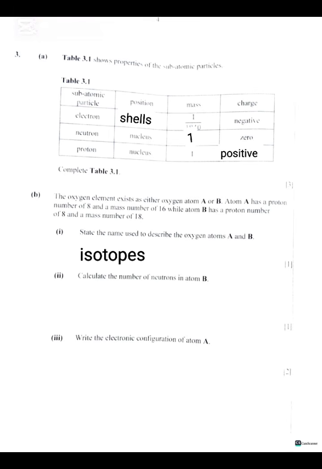And then part 2, calculate the number of neutrons in atom B. We are given that atom B has a proton number of 8 and a mass number of 18. So if we are calculating the number of neutrons, the formula is mass number minus proton number. So we are going to say 18 minus 8 in order to get 10 neutrons.